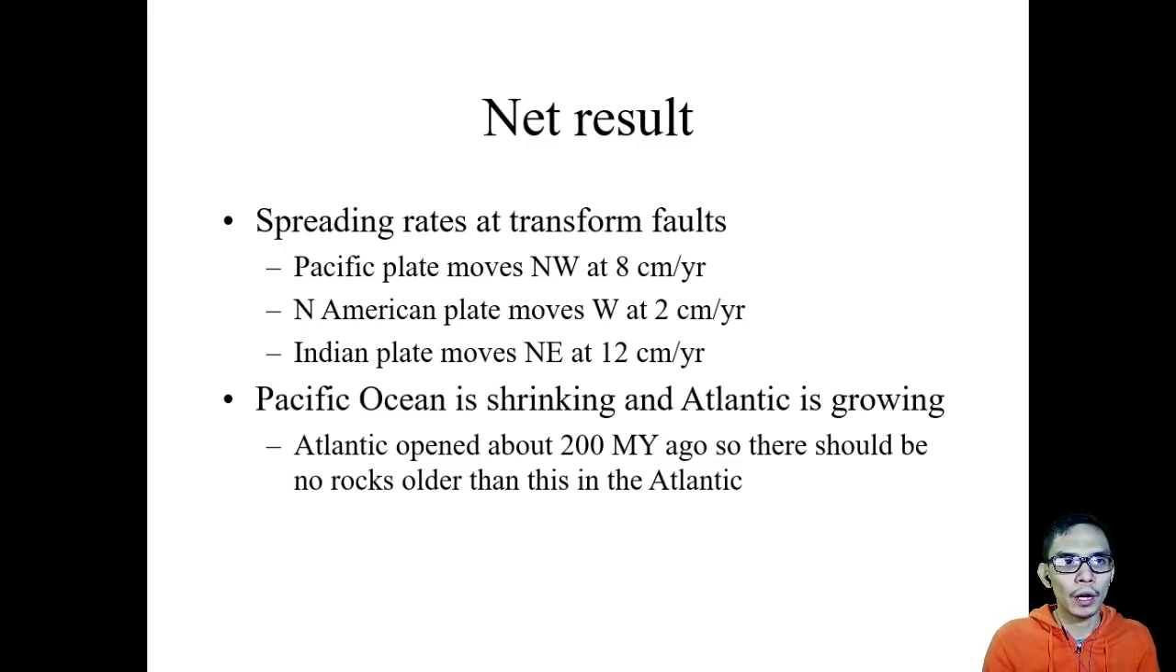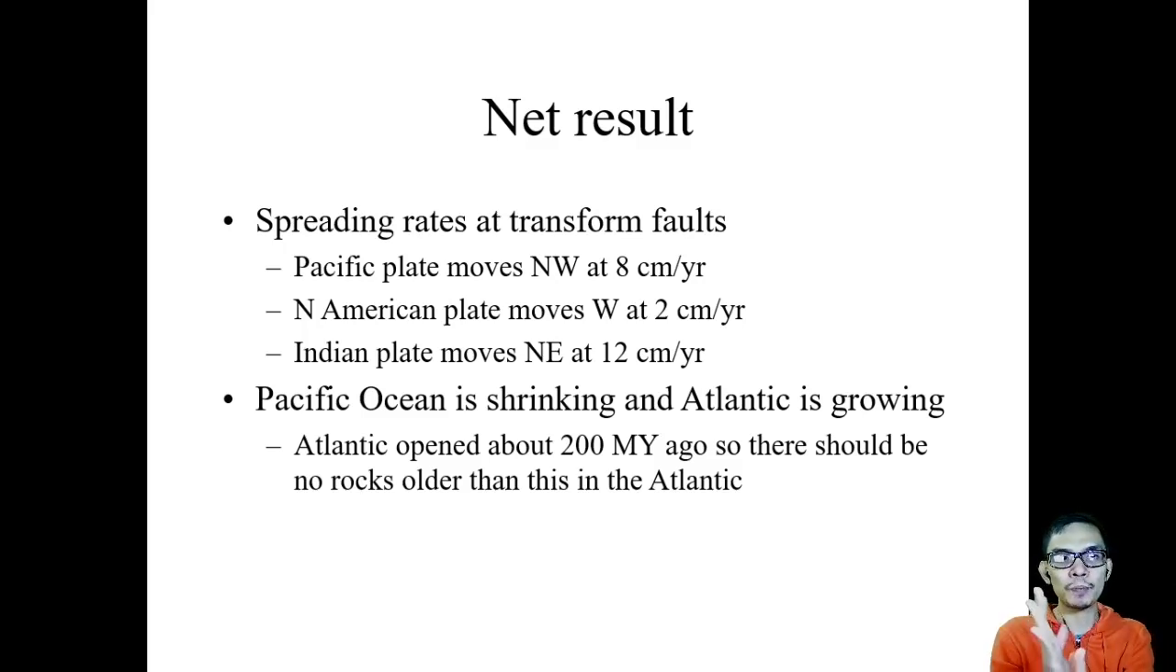the plates that we have discussed a while ago, are not stationary. They continue to move as we speak. For example, the Pacific plate is moving northwest at 8 centimeters per year. The North American plate is moving west at 2 cm per year. And the Indian plate is moving northeast at 12 cm per year. So, as you can see here, after 200 million years, the Atlantic Ocean will be the largest ocean on this planet, not anymore the Pacific Ocean.